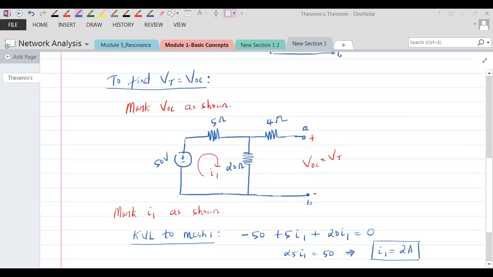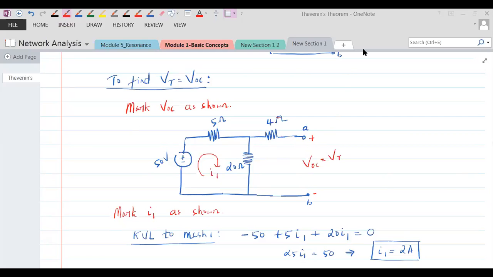So if I1 is 2 amps, how to find out VOC is the question. For finding out voltage across open circuit terminals, what I used to tell, do you remember? Anybody, if you remember, can tell me what to do if you have to find out voltage across open circuit terminals? Anybody remember that?